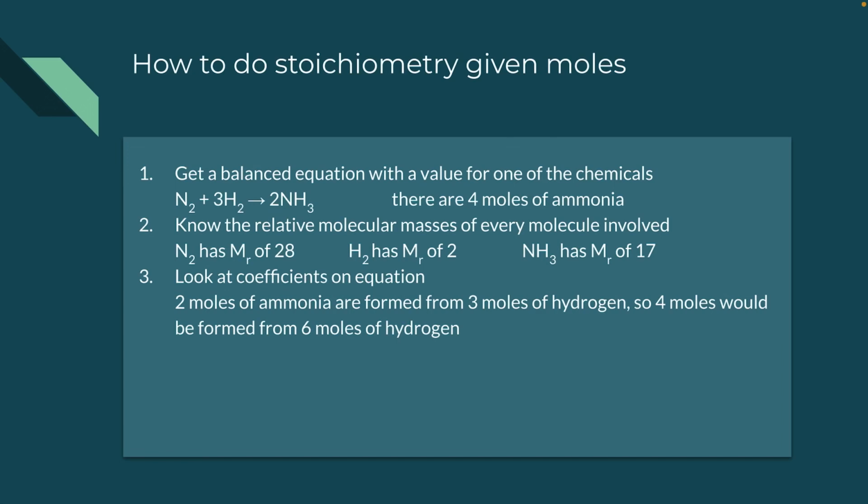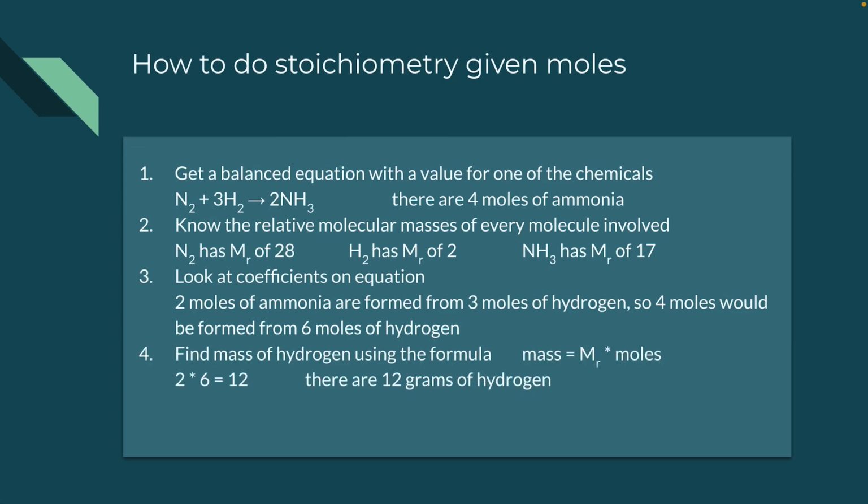So 4 moles of ammonia will be formed from 6 moles of hydrogen, because you're just timesing it both by 2, because you have 4 moles of ammonia. And then you have a nice little formula, mass equals Mr times moles. I like to remember it as mass equals Mr moles, because that's how it looks. So 2 times 6 equals 12, so that's your answer. There are 12 grams of hydrogen.